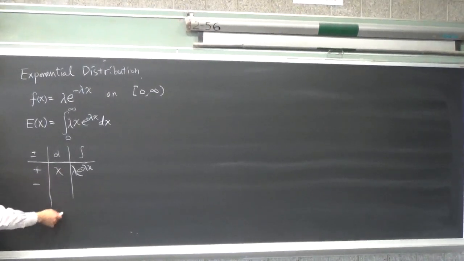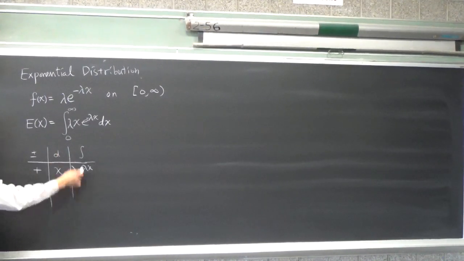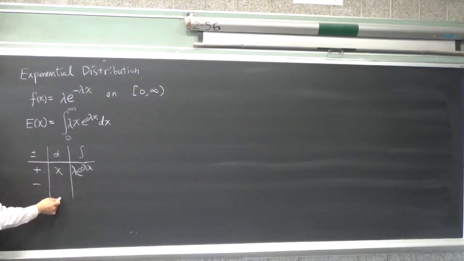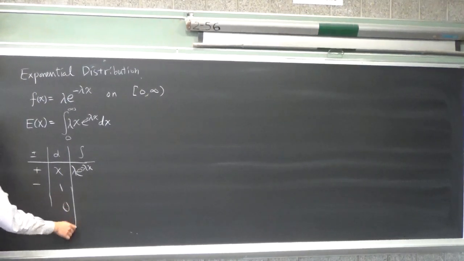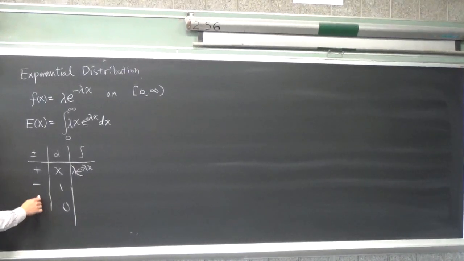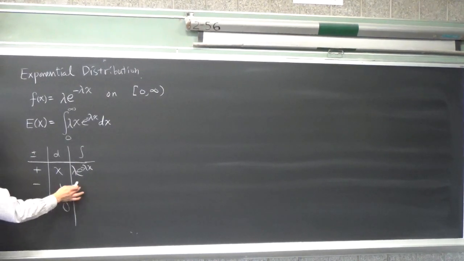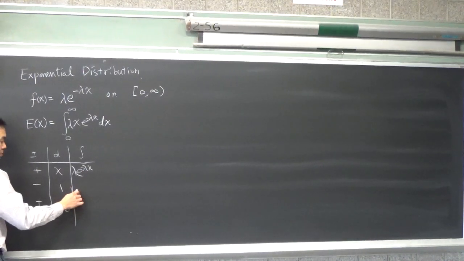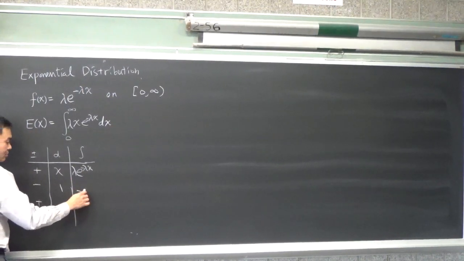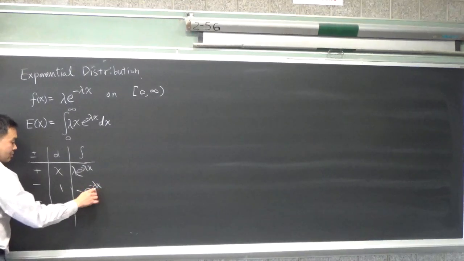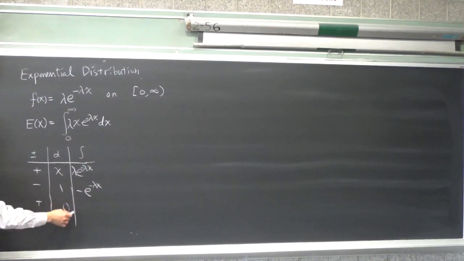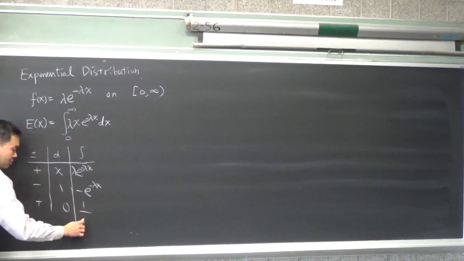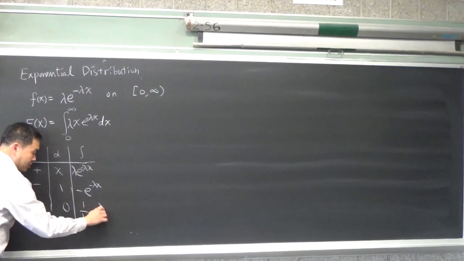Well, there's one column where you differentiate, one column where you integrate. You differentiate until you hit 0. And then this column goes plus, minus, plus. Always start from plus. This one you keep integrating. So the antiderivative is e to the negative lambda x. You integrate this one more time, you get 1 over lambda times e to the negative lambda x.